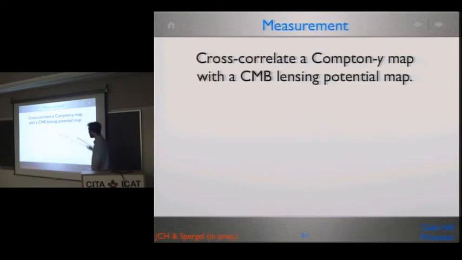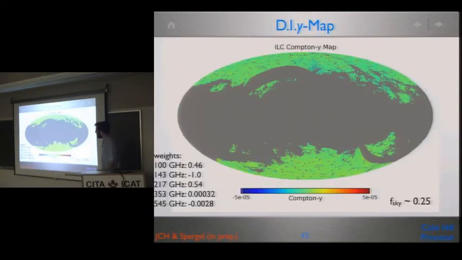But step 1 of this procedure becomes: make a Compton-y map. So this summer I wrote an ILC pipeline to combine data from the different Planck channels to produce a reconstruction of the TSE or Compton-y signal. I'm happy to tell you about how I did that, but let me not go into the details here. This is the result. I couldn't resist titling this map the do-it-yourself map, DIY Compton-y, because they didn't release their own version of the map. So this is the so-called DIY map that David and I have made.